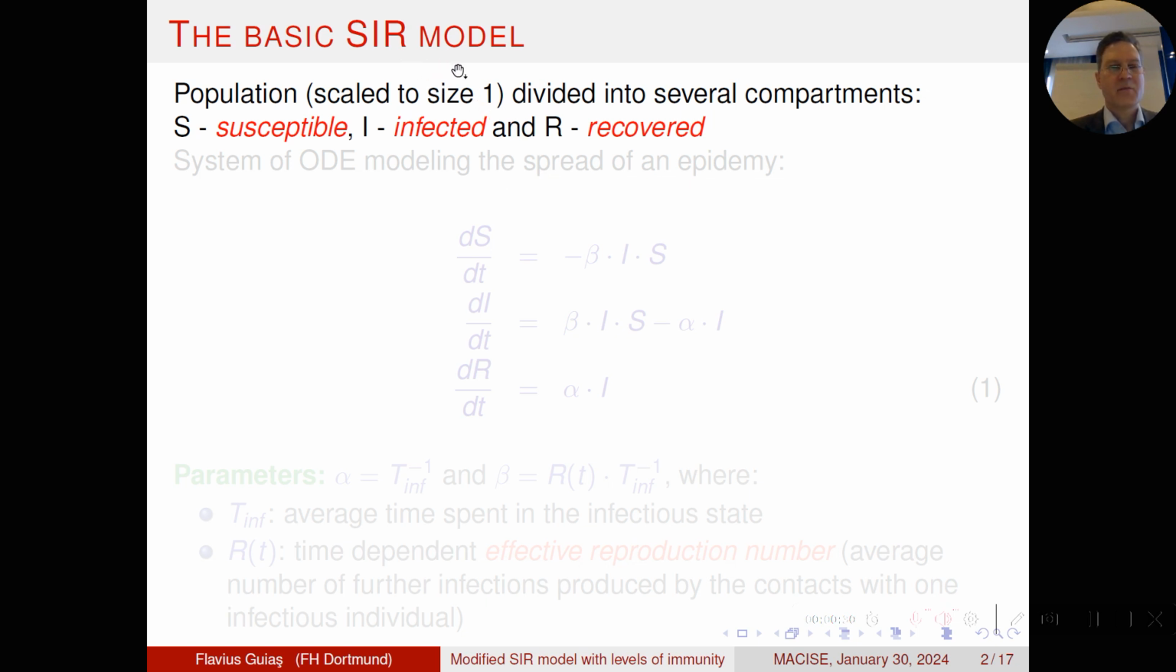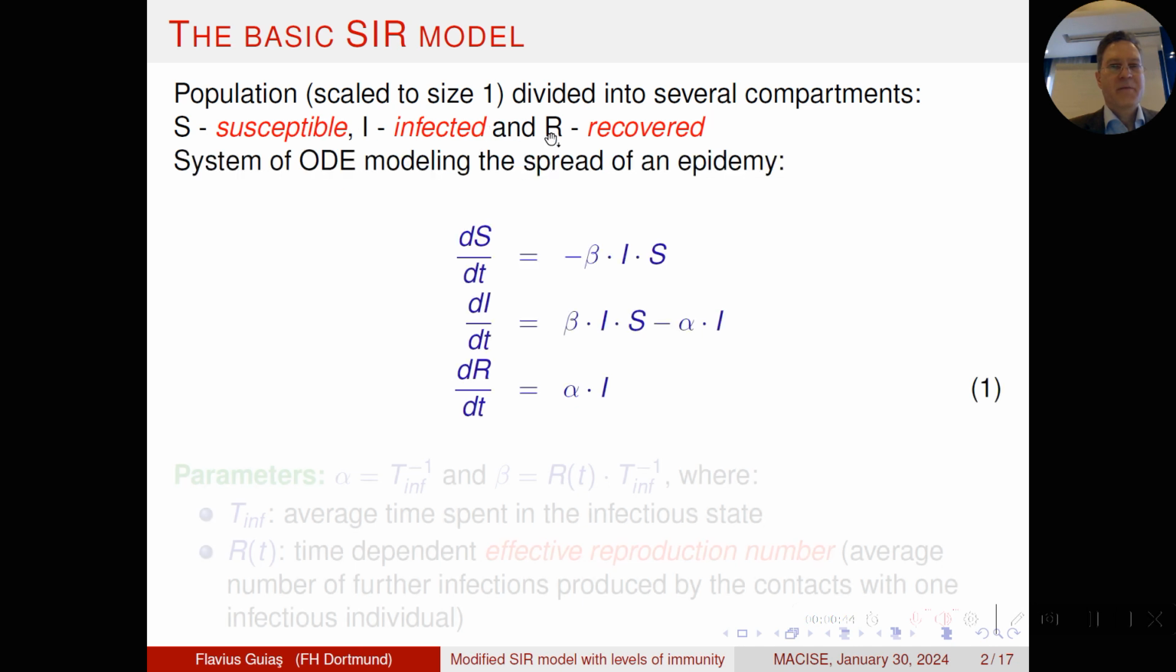This is a compartment model. Let's assume we have a population which is scaled to be of size 1, and we divide it into several compartments. This is the classical model in epidemiology: susceptible, infected, and recovered. And we have the following system of ordinary differential equations which models the spread of this epidemic.